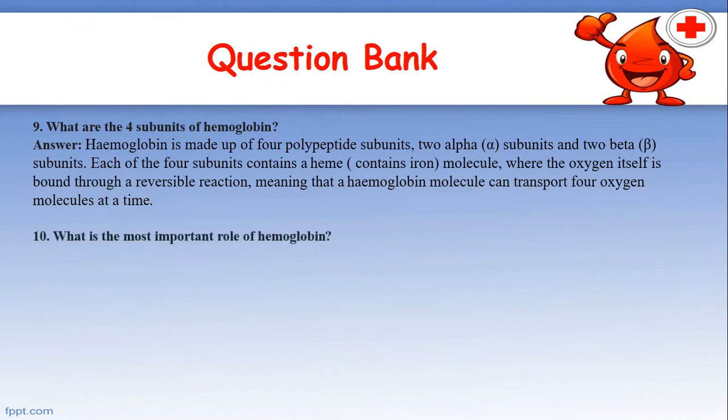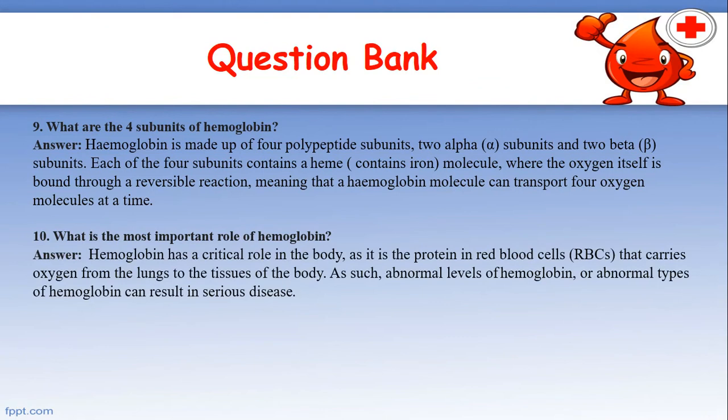Next question. What is the most important role of hemoglobin? The answer is, hemoglobin has a critical role in the body as it is the protein in red blood cells that carries oxygen from the lungs to the tissues of the body. As such, abnormal levels of hemoglobin or abnormal types of hemoglobin can result in serious disease.